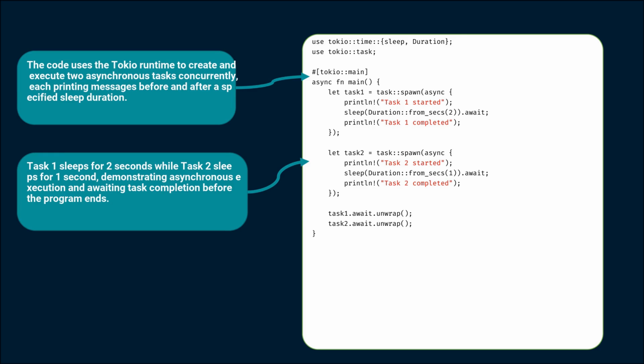Similarly, for the second task, we print that task 2 has started, followed by a shorter 1-second sleep. This shows how we can efficiently manage multiple tasks with varying execution times. Finally, we use await to ensure that our main function waits for both tasks to complete before exiting. This pattern exemplifies how to structure asynchronous operations effectively, reducing complexity for developers and enabling more responsive applications.